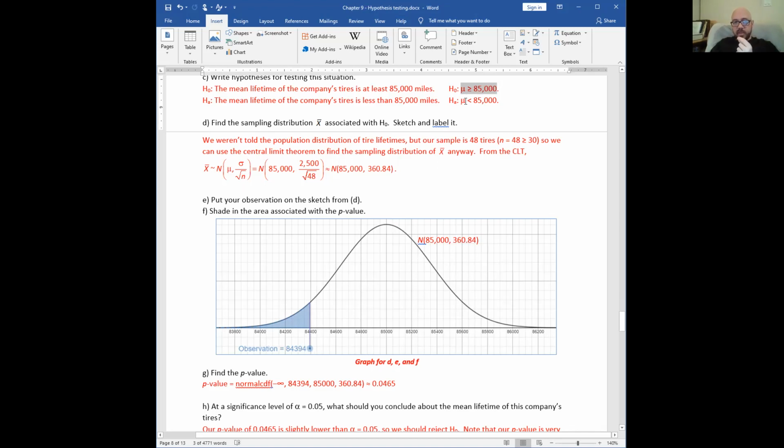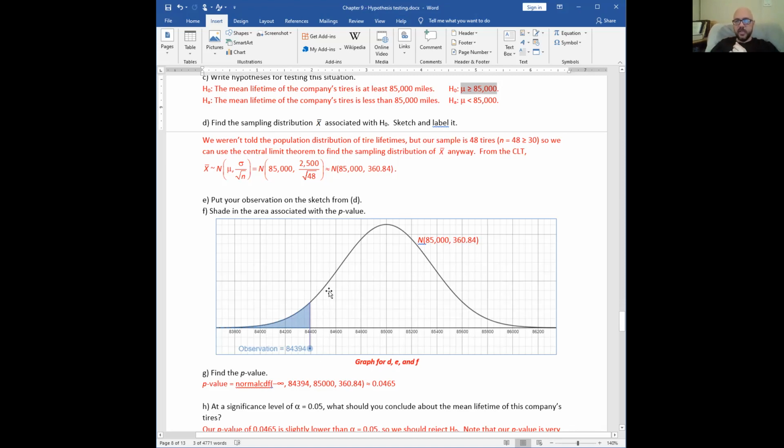Our alternative hypothesis is that mu is less than 85,000. Remember, the p-value is the probability of getting the statistic that we actually got, or one that is even farther in the direction indicated in the alternative hypothesis. That means, in this case, to the left. So the probability, if the null hypothesis is actually true, of getting what we actually saw, or in this case, less than that.